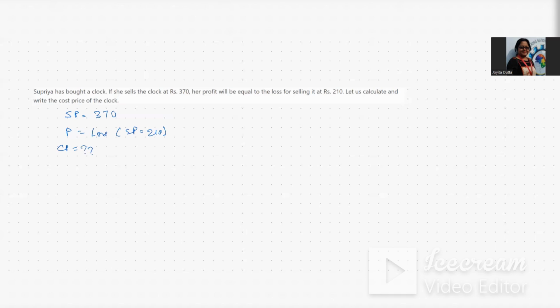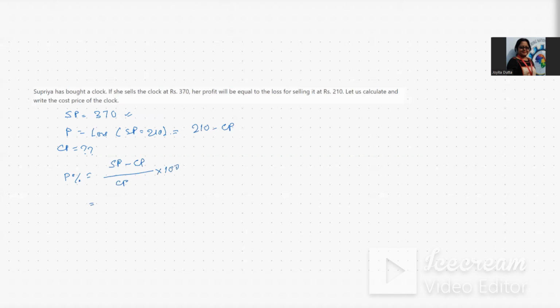So what is my selling price? Selling price is 370. What is my profit? Profit is the profit which is taken if it was being sold at rupees 210. Okay. So I need to find the cost price. So if I am selling at 210, what would have been my loss? Loss will be 210 minus the cost price. Okay, very traditional method. Profit percentage is selling price minus the cost price divided by the cost price into 100.